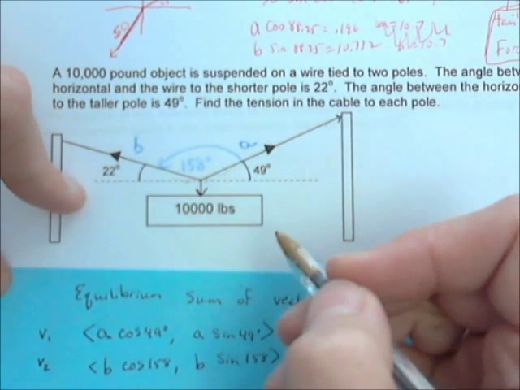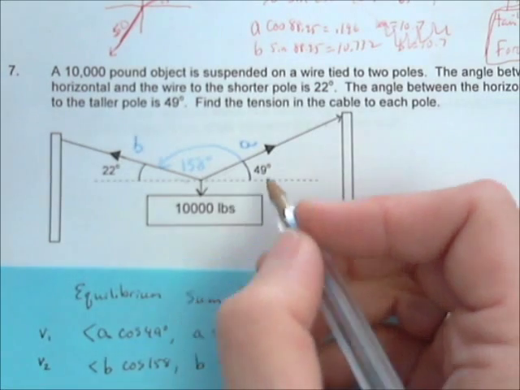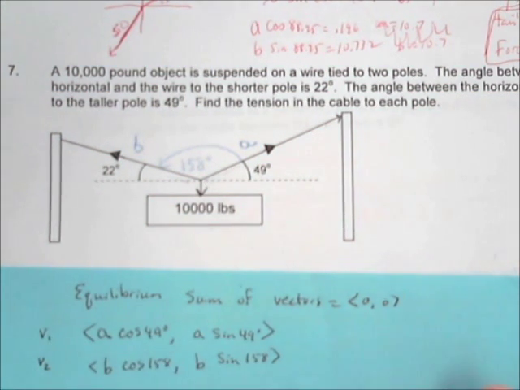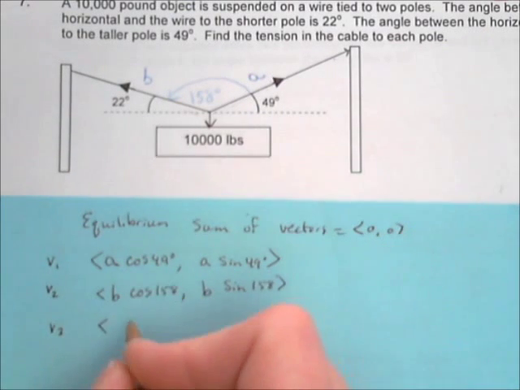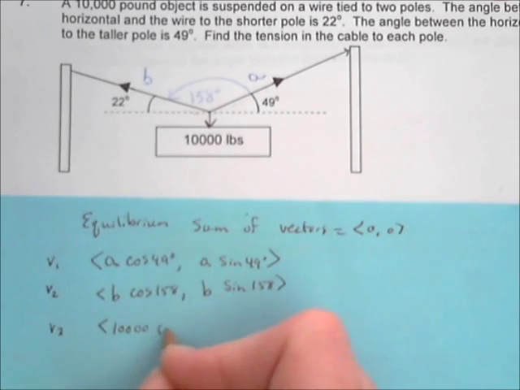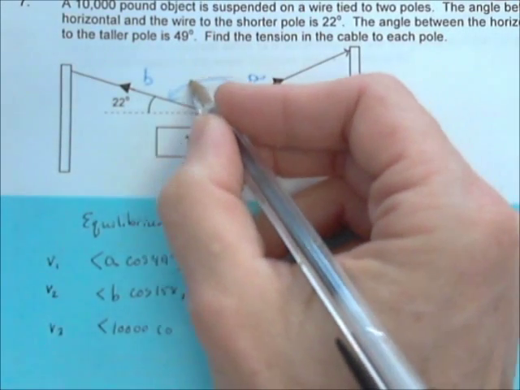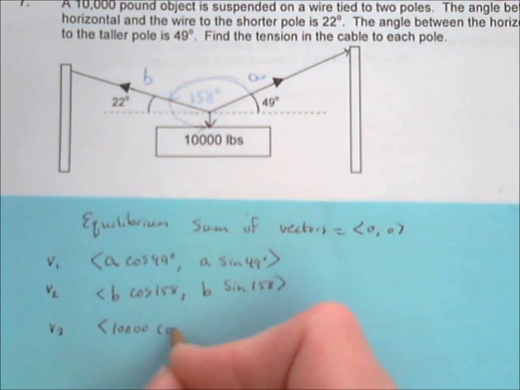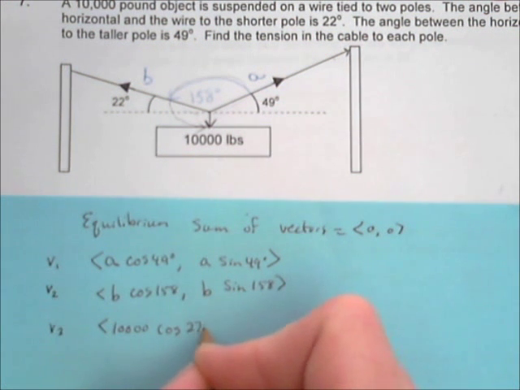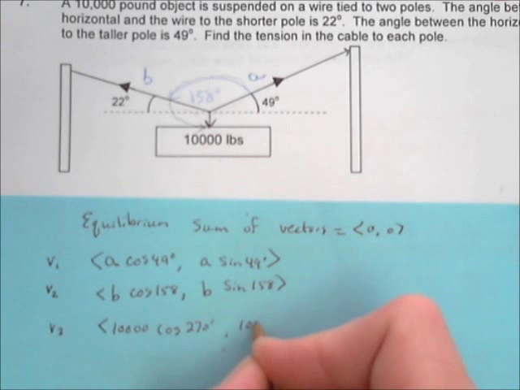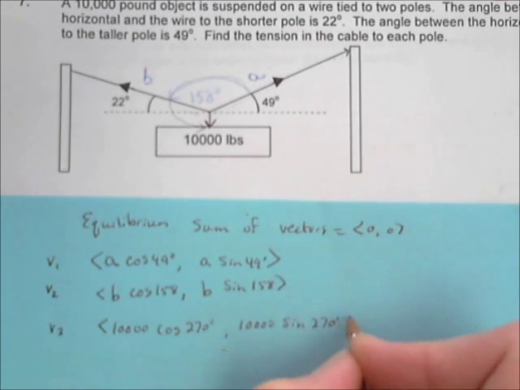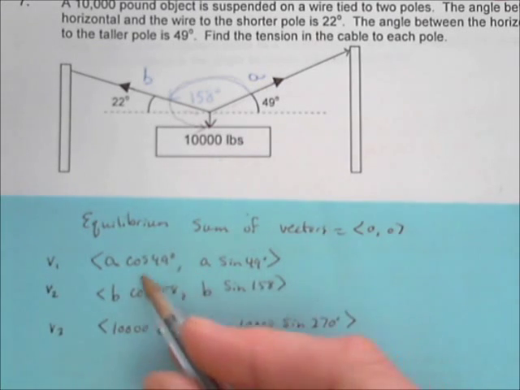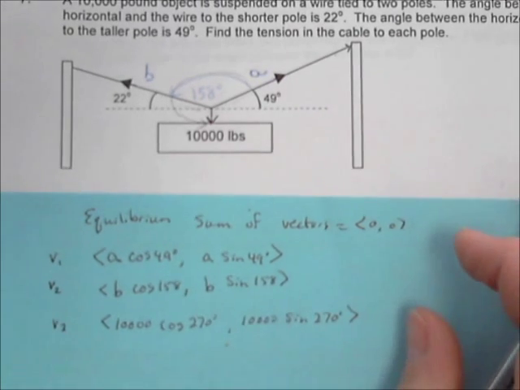And then we have this third vector coming down. I'll call it V3 for vector 3. Vector 3, 10,000 is the magnitude. Cosine, and this angle here, if you go all the way around to this vector, it's 270 degrees. And 10,000 times a sine of 270 degrees. So when we add these vectors up, the result should be 0, 0.